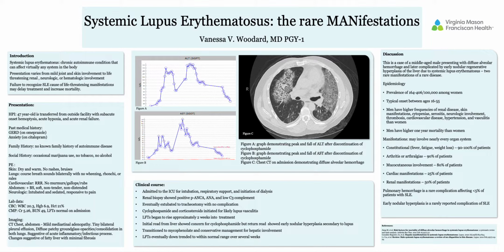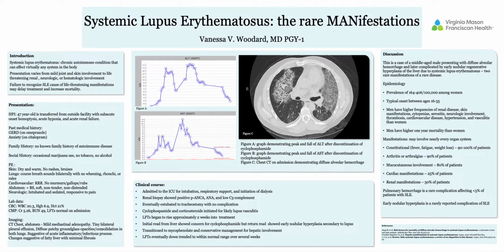After the definitive read returned, the liver biopsy showed early nodular hyperplasia consistent with hepatic involvement of lupus. He was continued on conservative management of his liver injury with avoidance of hepatotoxic medications, and mycophenolate with prednisone taper for treatment of his lupus. Prior to discharge, his LFTs began to trend downward as evidenced in figures A and B, continuing to confirm the diagnosis that liver injury was secondary to his lupus.